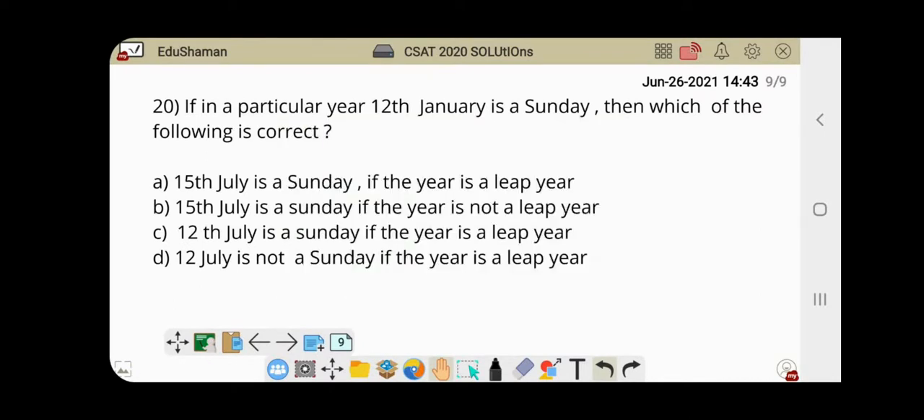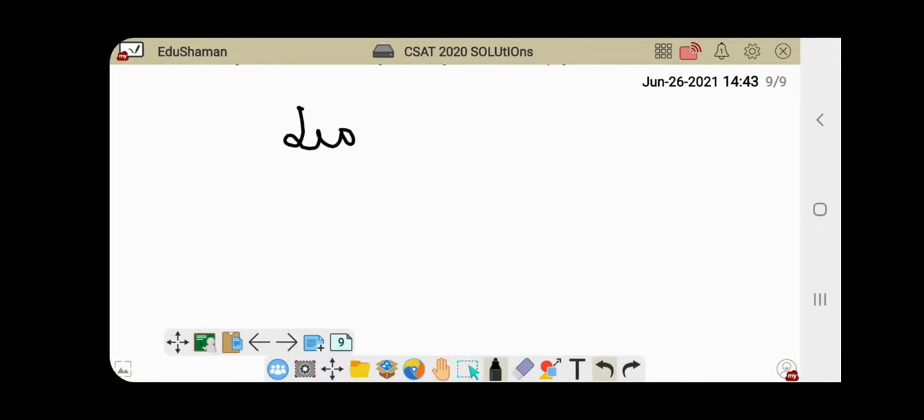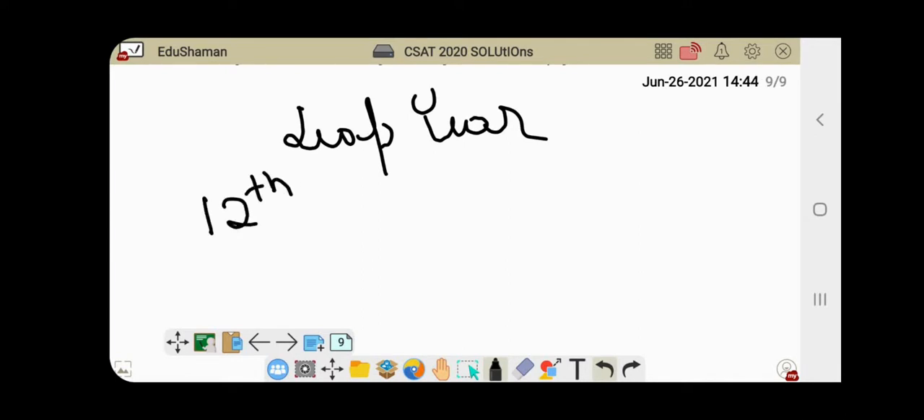So what we need to do here is count the number of days which follow 12th of January. There are two situations here. One is the year being a leap year. So let's assume that the year is a leap year. Okay, we are in a leap year situation. 12th January is Sunday. 12th of Jan is a Sunday.